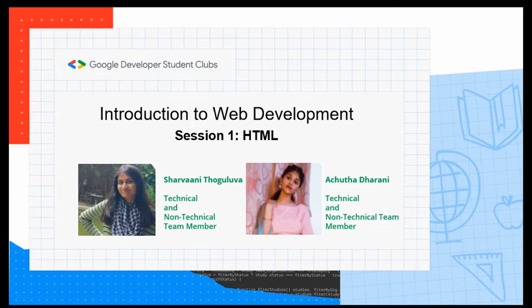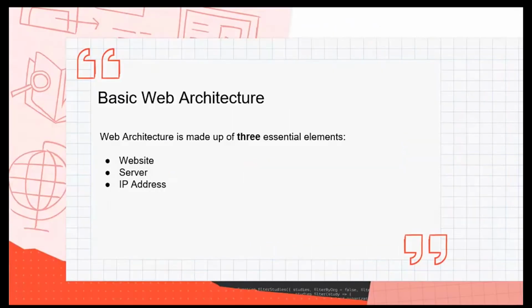Okay, so before we get into detail about what is HTML, we'd like to first tell you about what is web architecture. So web architecture basically consists of three essential components, which are website, server, and IP address. So website is basically like the front end. Once you open a site, you can see the front part of it, the part with which we interact.